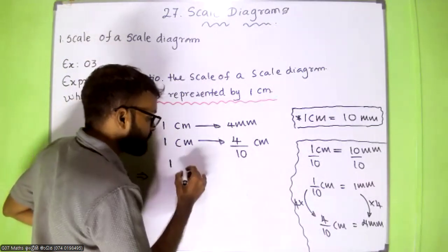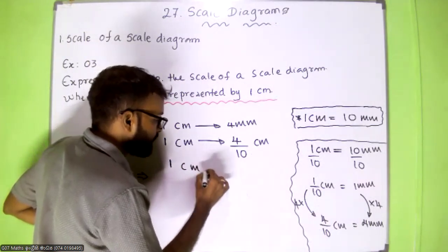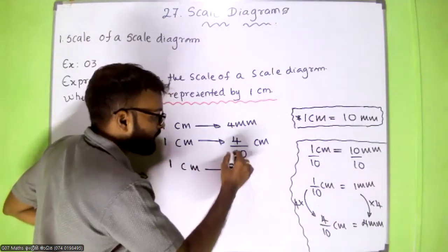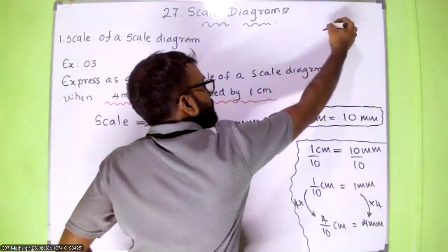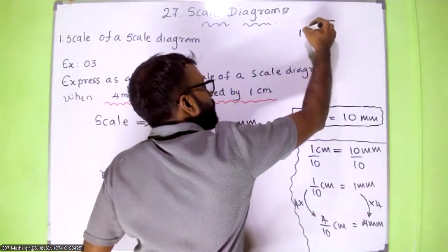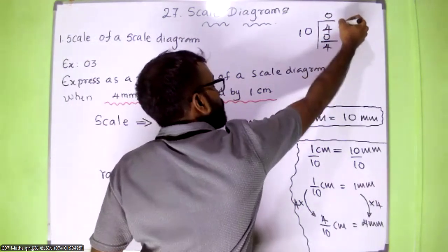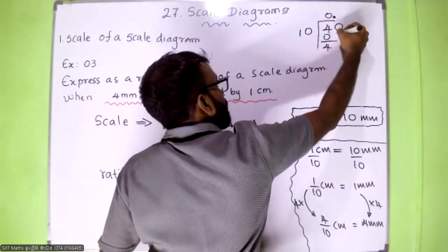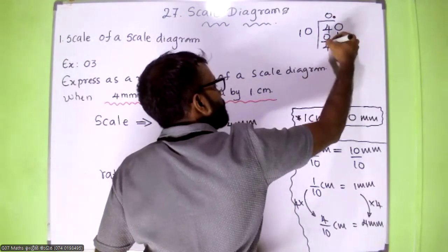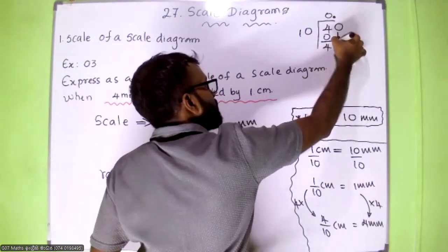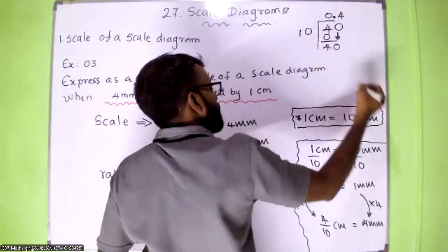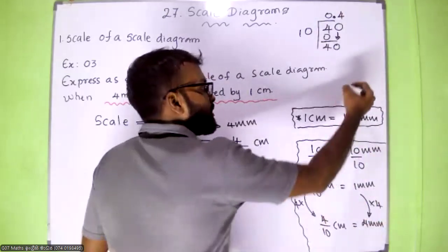How many zeros are there? 1 zero. So 1 centimeter equals 4 divided by 10, right? By using long division, 0, 0, 4. You have to take 4. Here you have the decimal point. Take this 0 down. Now you have 40. How many tens are there? 4. Right? Or else using the trick, right?